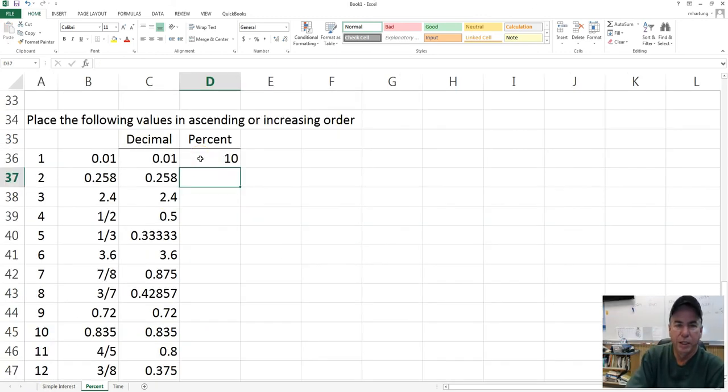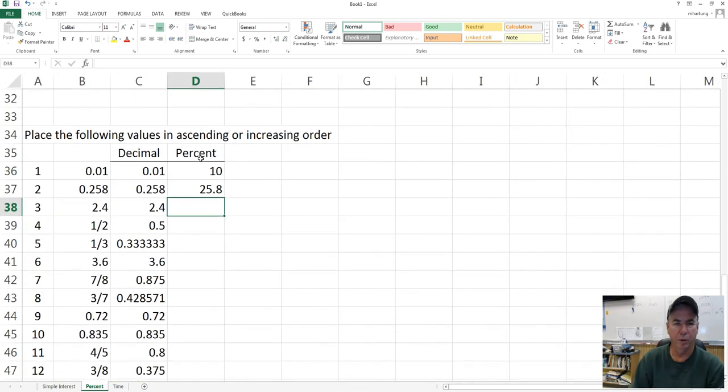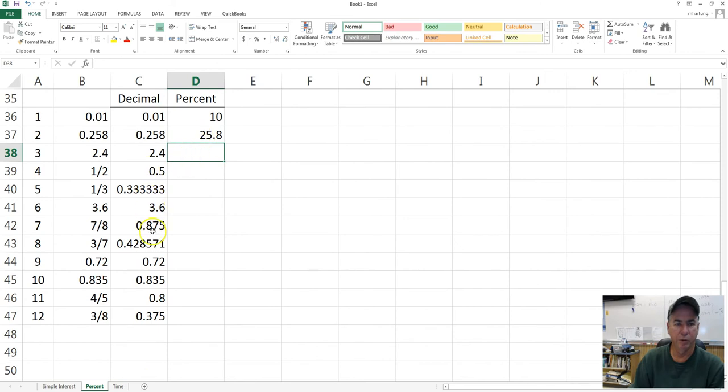0.258 will be, well, I'm going to let you go through and do these. I'll do this last one, and then you go through and do the rest. 25.8%. So I'll go ahead and pause here and let you go ahead and finish those all down. Multiply every one of those by 100 to get a decimal value to a percent value. Here we go. Do it the long way.